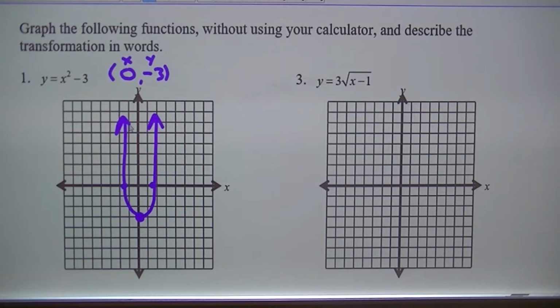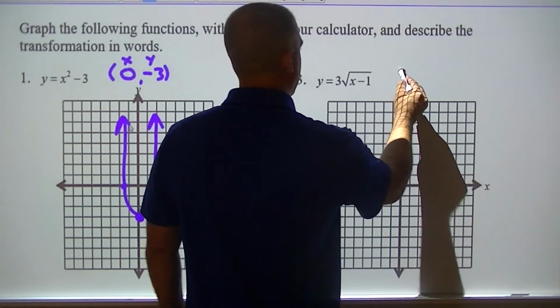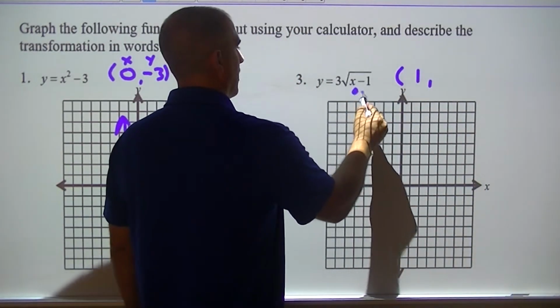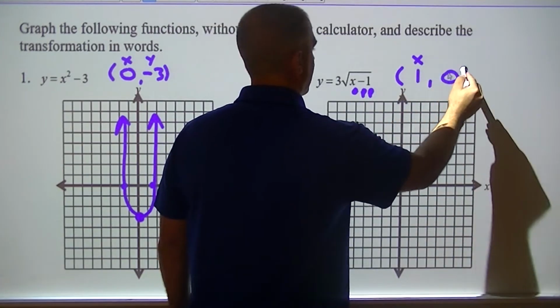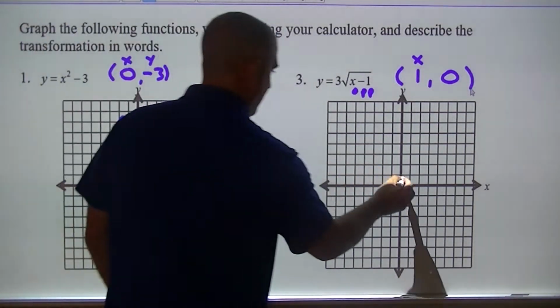Now we'll go to number 3 because I got to scroll down. The anchor point for this will be 1 because it's opposite of what is inside for x. There's nothing on the outside, so that will be 0. That 3 stretches the graph. So I'm going to graph 1, 0.